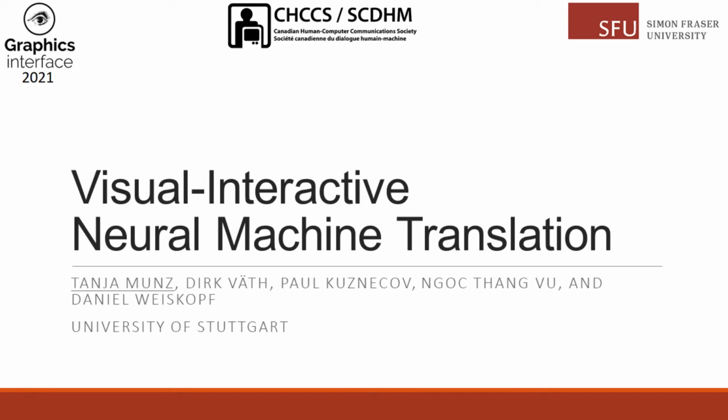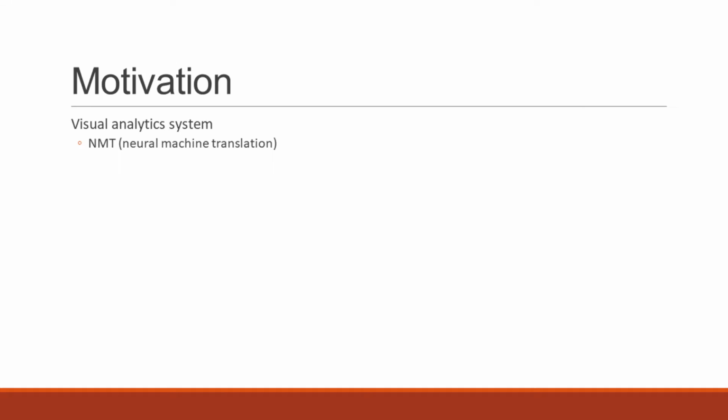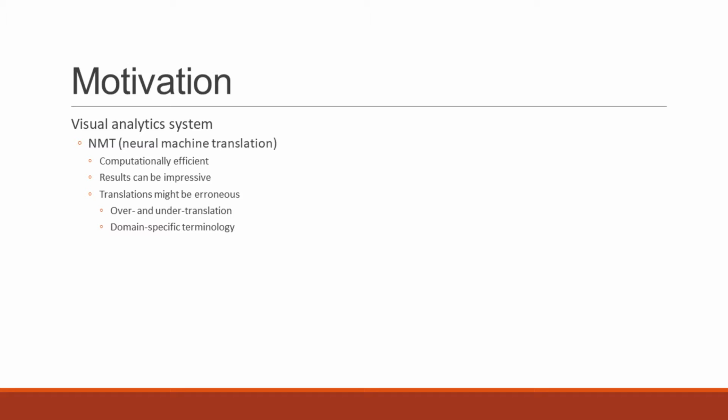I'm from the University of Stuttgart and I'm presenting our work Visual Interactive Neuro-Machine Translation. Neuro-machine translation is currently the most commonly used method for machine translation. It is computationally efficient, and translation results can be impressive but might also contain errors. A common problem is over and under translation, when words are translated repeatedly or not at all.